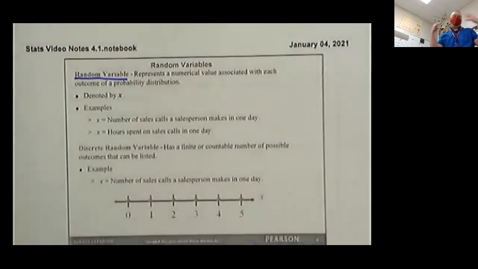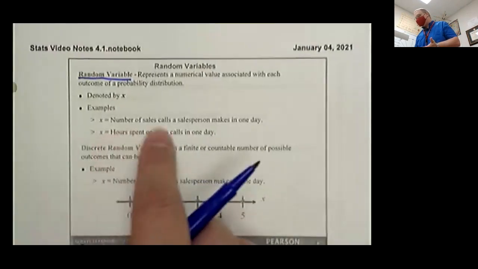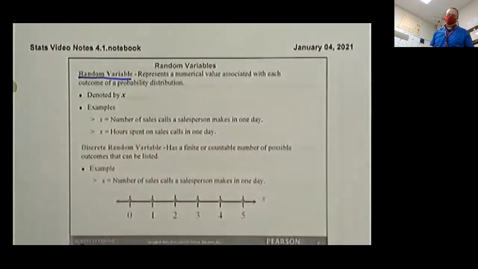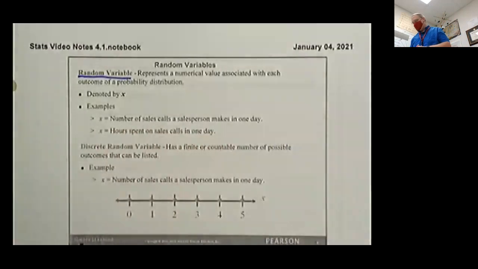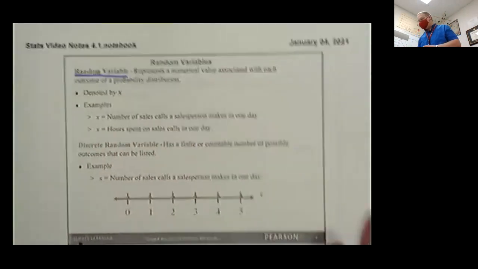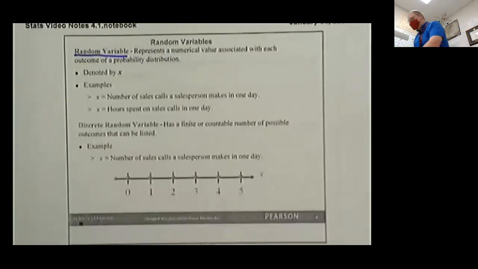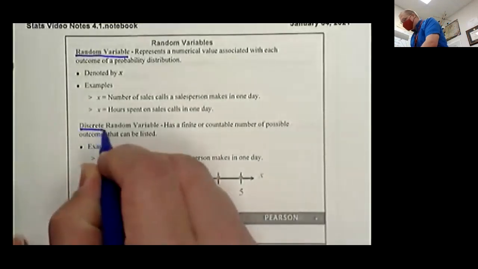So x is just x, like we've been thinking about in Algebra 1 and Algebra 2. But there are two types of variables we can use, discrete or continuous, and that's what we're going to talk about. For example, x could be the number of sales calls a person makes in one day. So they make 10, 50, 100 sales calls. It could be the number of hours spent on sales calls in one day. One is a discrete random variable.